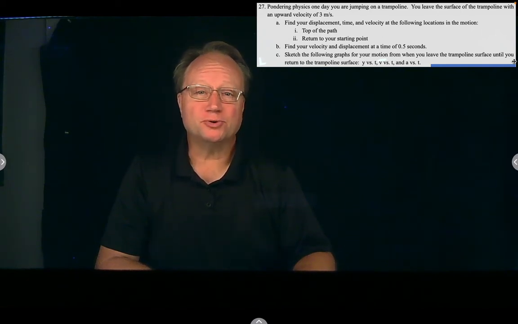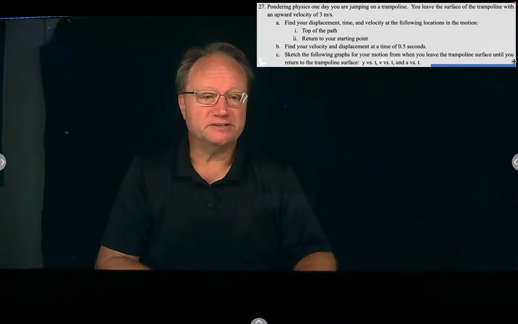Here's problem number 27, dealing with free fall motion. So our situation is that you're pondering physics one day, jumping on a trampoline, and you leave the surface of the trampoline with an upward velocity of 3 meters per second. Now, before we go solving down for anything, there is a lot we know just by thinking about the motion.